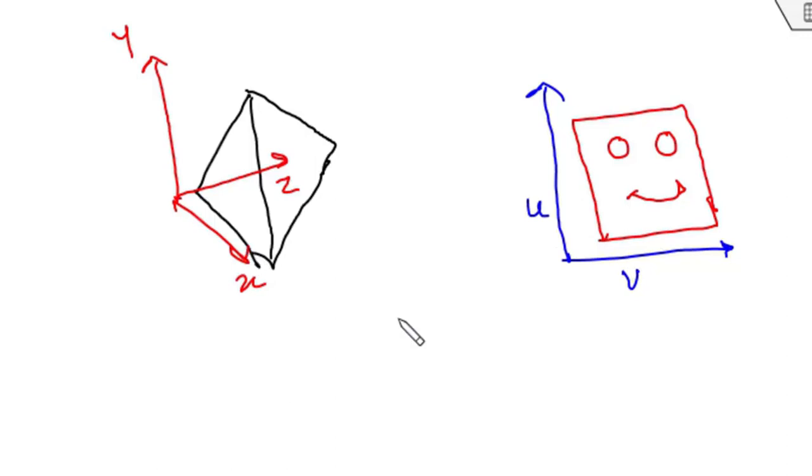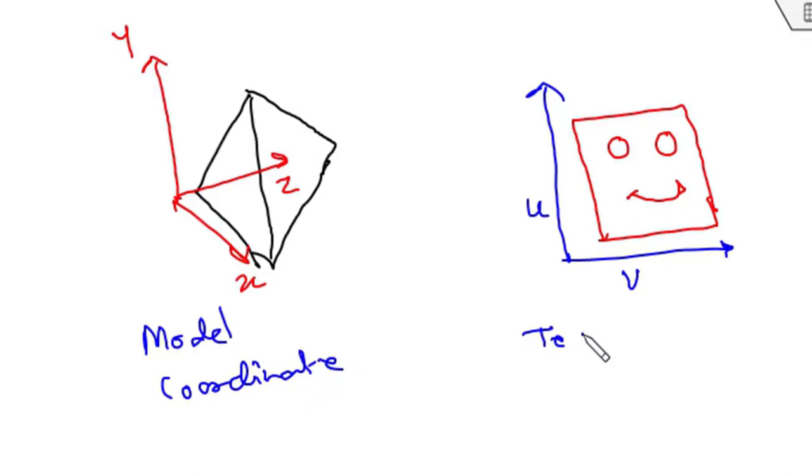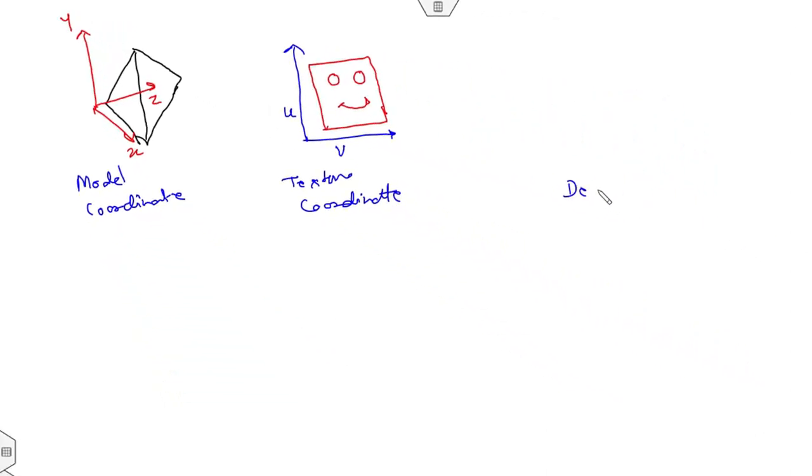So basically this is the model coordinate, this is the texture coordinate, and we have to get the device coordinate after applying this texture to the model. So how do we calculate this device coordinate?